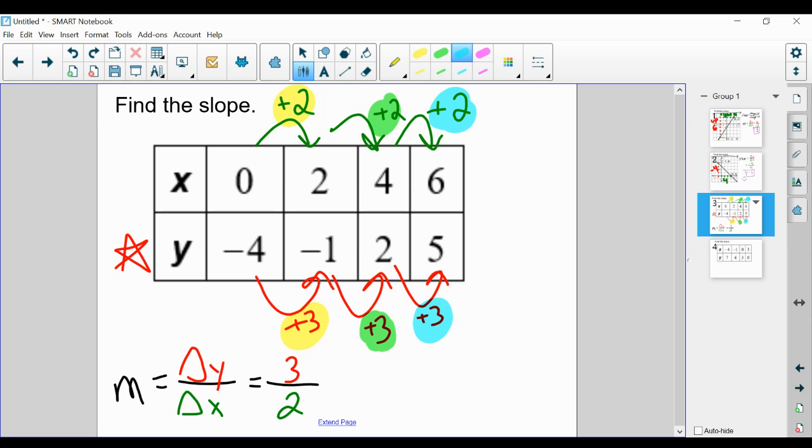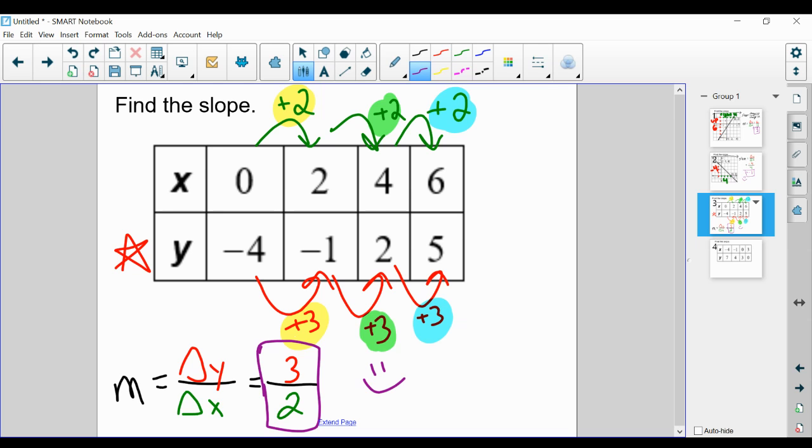And in this case, it happens to be the same numbers, which means that our overall slope is going to be +3 over +2. Our change in y was +3 over our change in x, which was +2. We cannot simplify that, so we leave it as +3 over +2.